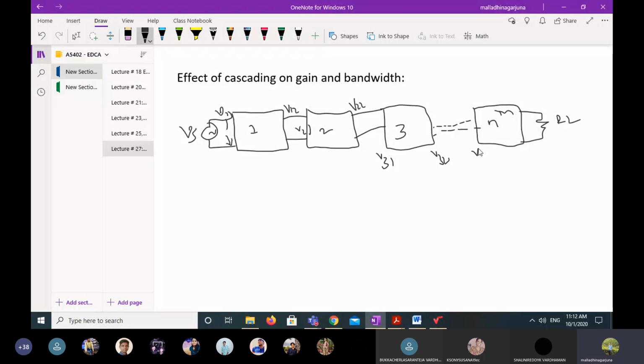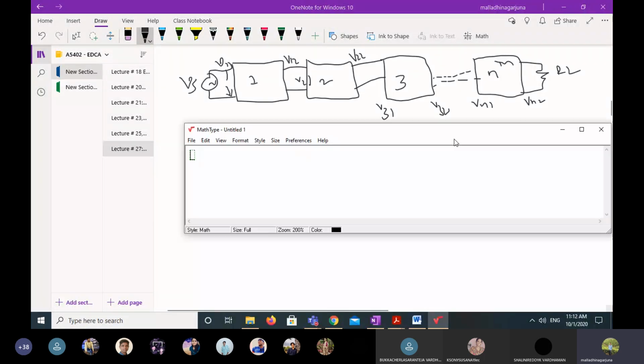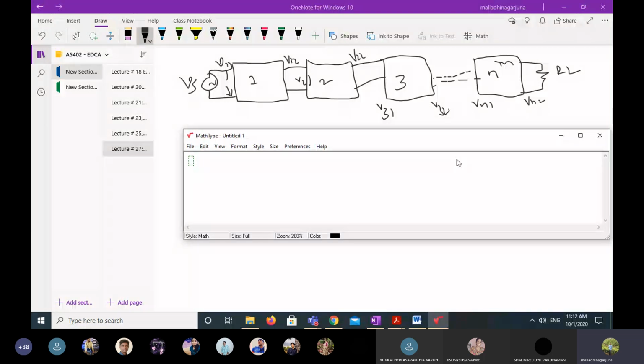So now let us see. Is it clear? I am taking the nth stages. For the first stage, my input signal is V11, output signal is V12. Second stage, input is V21, output is V22. Third stage, input is V31, output is V32. Nth stage, Vn1 is input, Vn2 is the output.